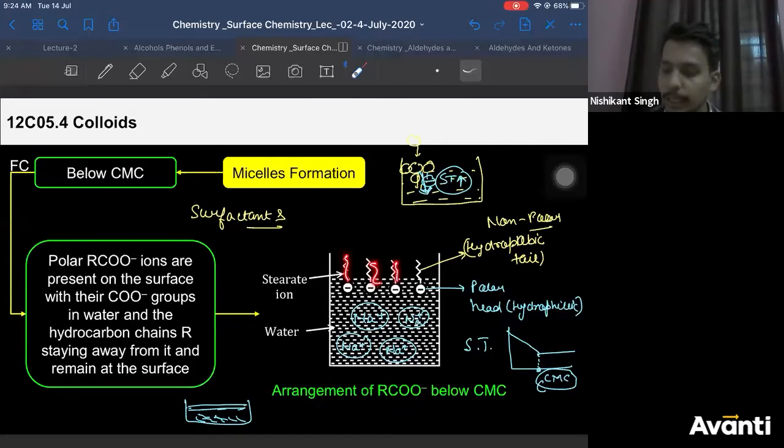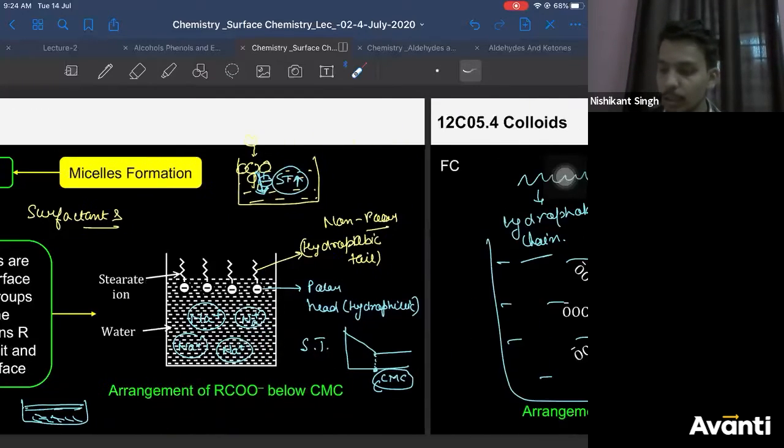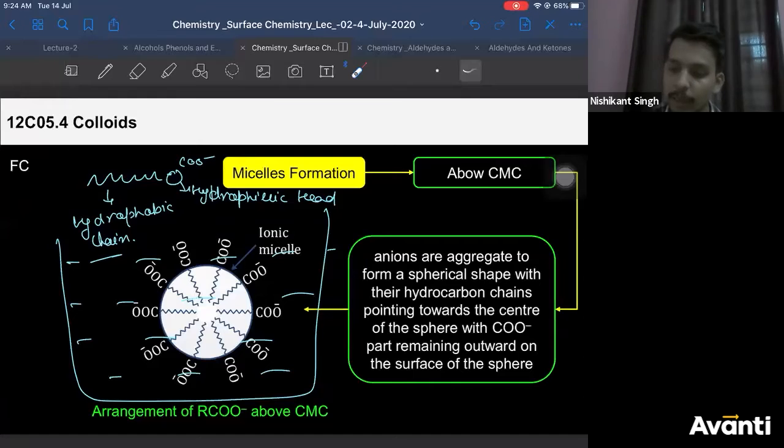So below CMC, they exist like this. So hydrophilic polar part towards water and hydrophobic non-polar parts away from water, right? Not inside the water. But when you increase the concentration of soap, this soap has to move inside. Okay? So when you increase the concentration of soap, they come inside and the hydrophilic part, CO minus head, orients towards water. This is your water. So this hydrophilic part is moving towards water. Hydrophobic part is moving away from water, right? So they arrange themselves like this. And this takes place at a particular concentration of soap, which was known as critical micelle concentration.